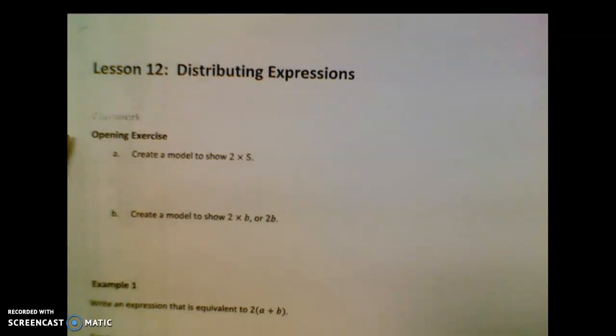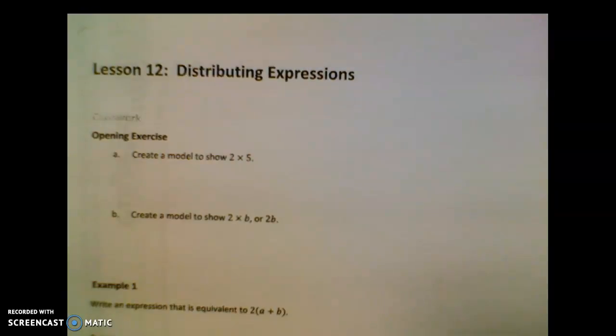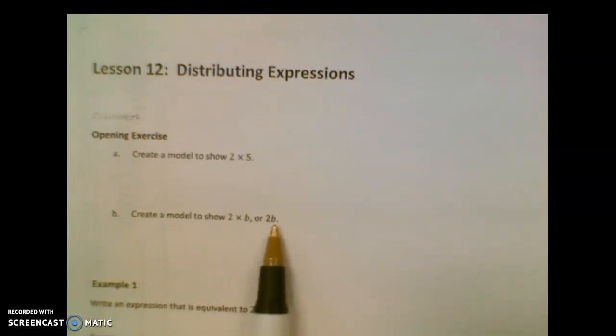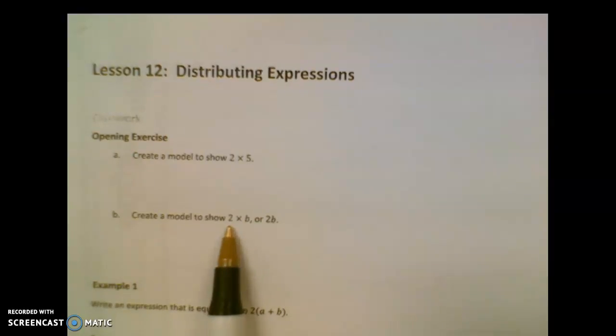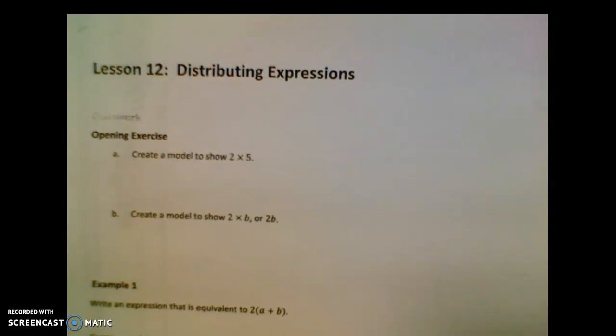So first, we're going to start with this opening exercise, and I want you to create a model that shows 2 times 5. Now remember, when you read that, you should really be thinking 2 groups of 5. How would you show that as a model? Then do B, which is create a model to show 2 times B, or 2B. We know that those are the same things. When a number and a variable are in juxtaposition, or side by side, it means we need to multiply. So again, you should read this as 2 groups of B. How would you draw those models? Please draw those models now, and then check back to see if you are correct.